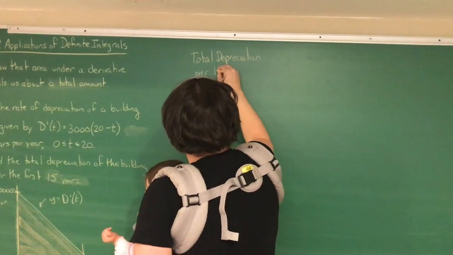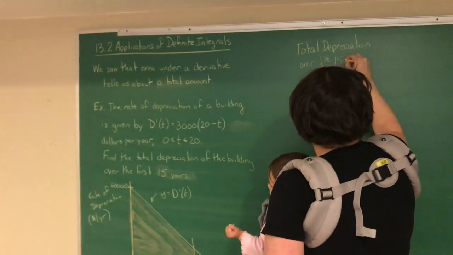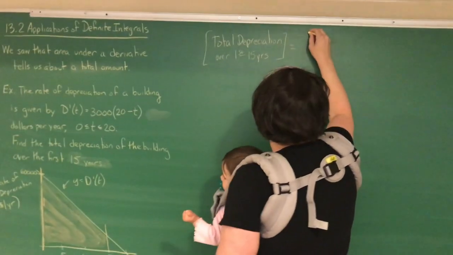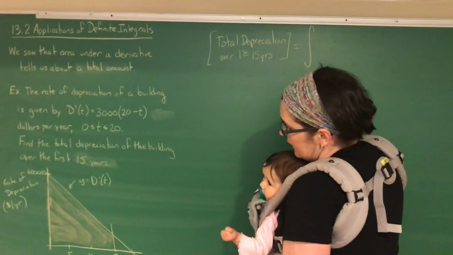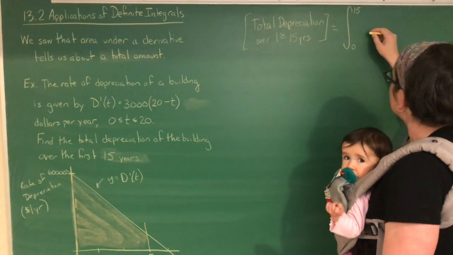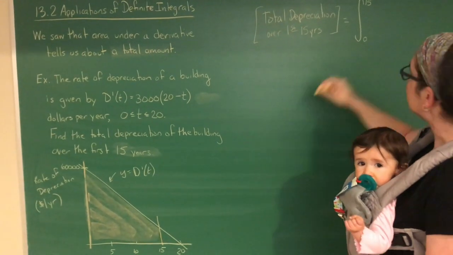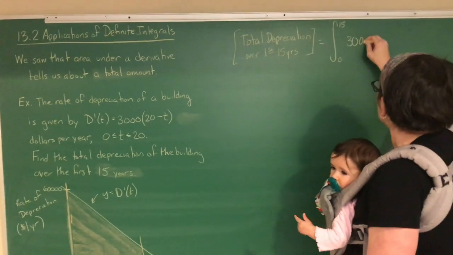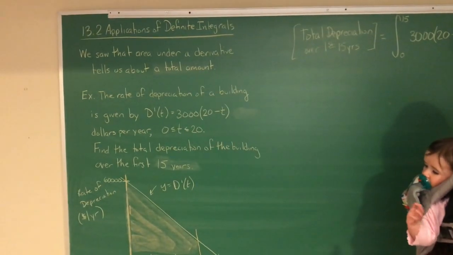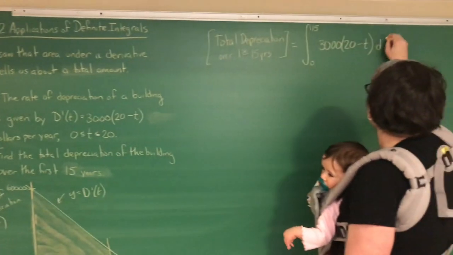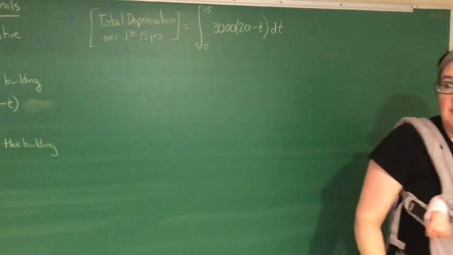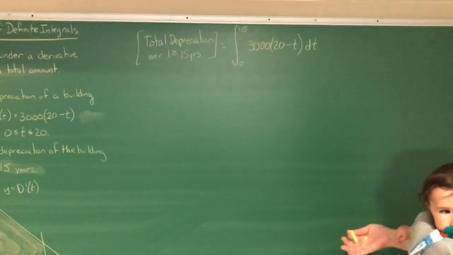over the first 15 years is going to be the area between 0 and 15, so the integral from 0 to 15 of our derivative, which is, let's see, 3,000 times (20 minus t) dt. So if we can evaluate this integral, then we'll come up with a number.